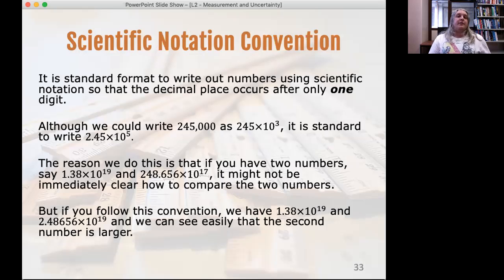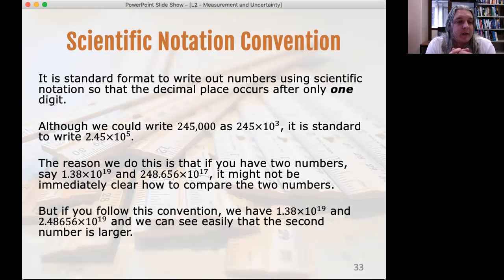I already mentioned this as well. The convention is that we use the decimal place after 1 digit. That's where we want it. So we could take 245,000 and write it as 245 times 10 to the 3, but it is standard format to write 2.45 times 10 to the power of 5, rather than leaving it as 245 times 10 to the power of 3. The reason for this is just so that we can easily compare numbers.